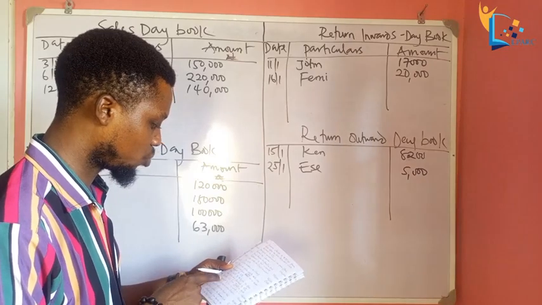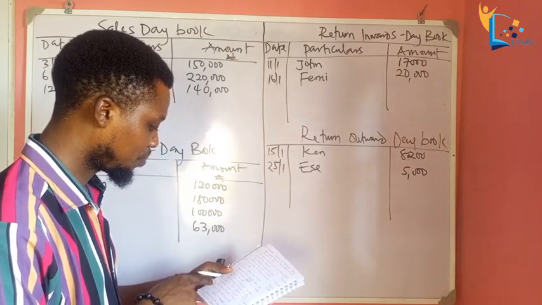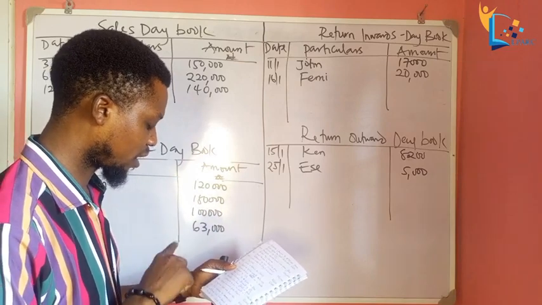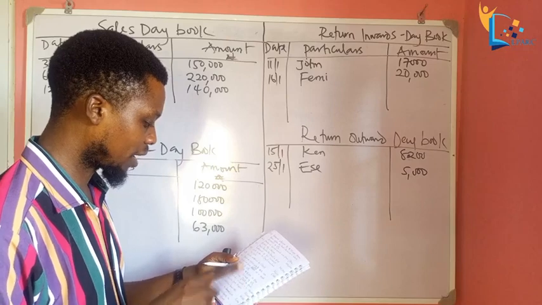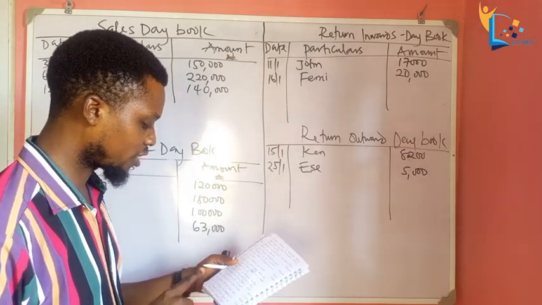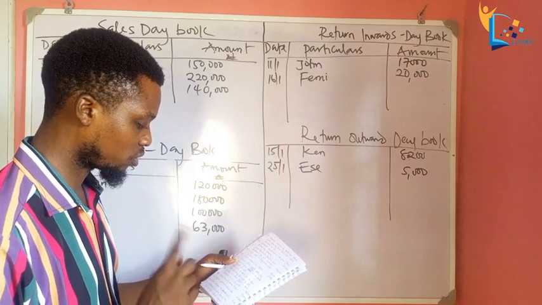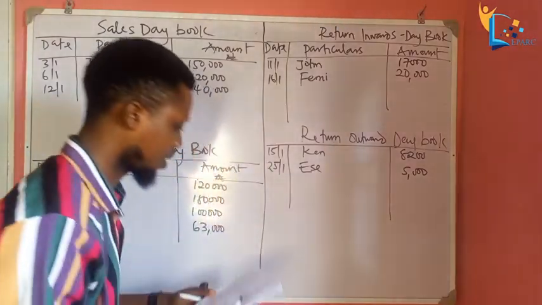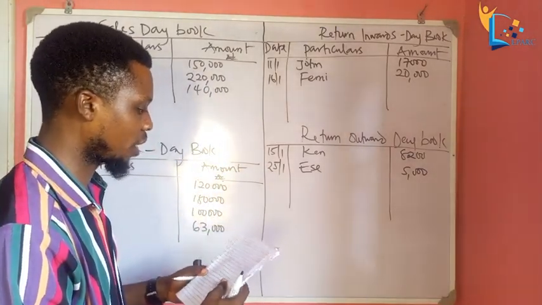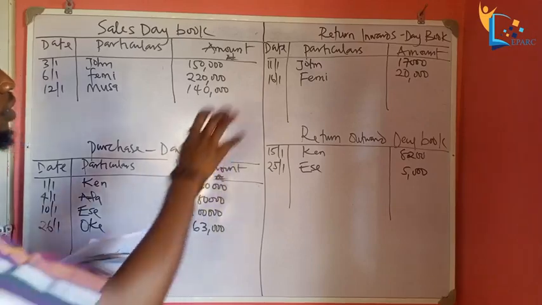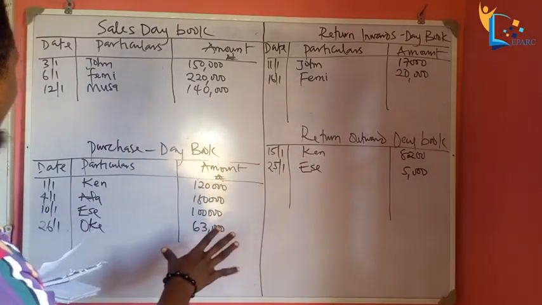Received cash from John in full settlement. Okay, we'll come to that. Then check receipt from Musa. That's cash book. Deposit cash into bank account. That one is cash book. Paid salaries, cash book. Withdraw cash from bank to pay his cons. That one is cash book. Then pay other by check. That one is cash book. Okay, I think we are done with this session.